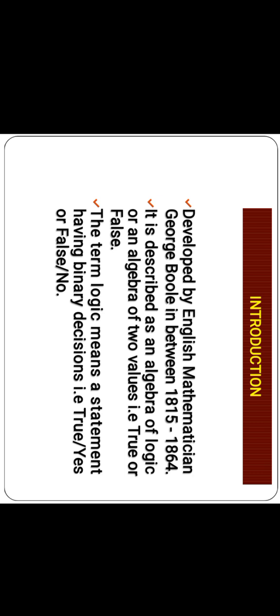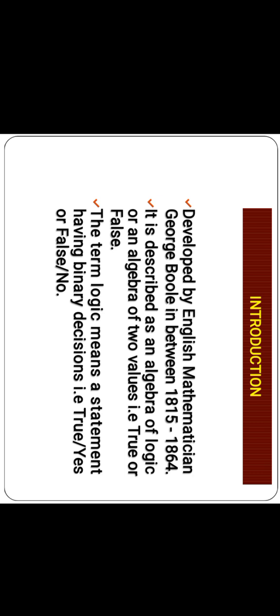Next term is literal. Each occurrence of a variable in a Boolean function, either in a complemented or an uncomplemented form, is called a literal. Boolean function. Boolean expressions are constructed by connecting the Boolean constants and variables with the Boolean operations.